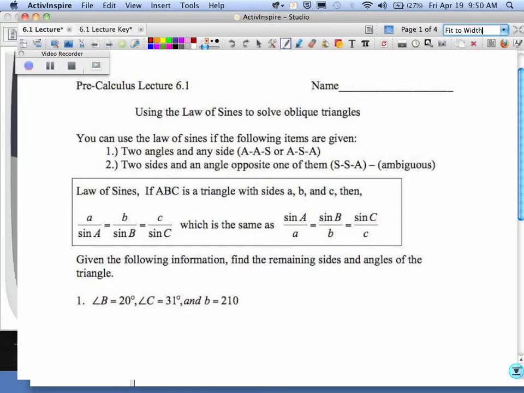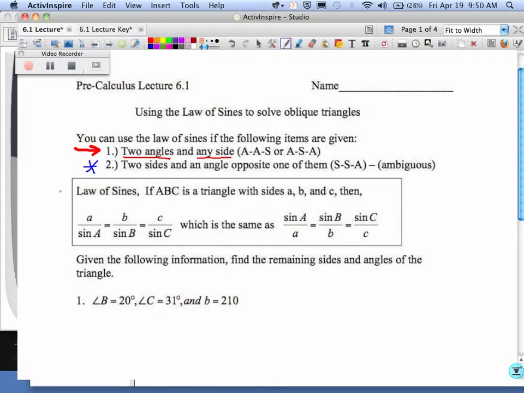Law of sines we should only use when we know two angles and any side. Two angles and any side. So angle, angle, side, angle. That's when law of sines is really nice to use. We have to be more careful here, so put an asterisk there.